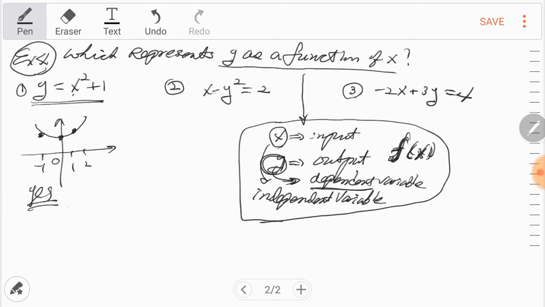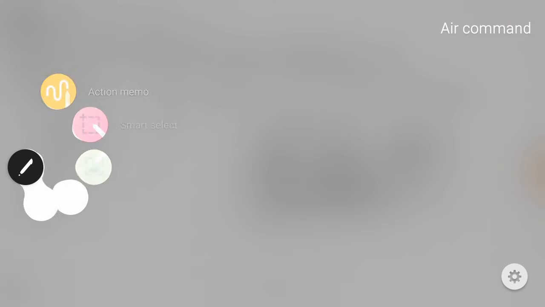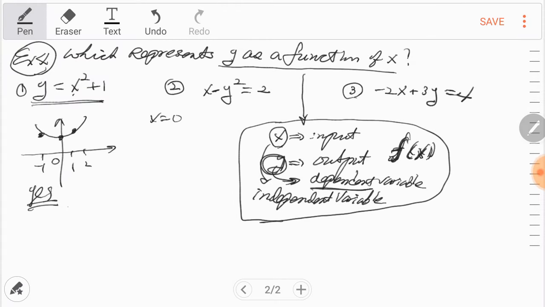How about the second equation? Okay, let's try the input x equals 0 and find y. If there are 2 y values, then this is not a function. So if x equals 0, then 0 minus y squared equals 2, so negative y squared equals negative 2. In this case, y squared is equal to positive 2. Then what is y? Y is positive square root of 2 or negative square root of 2.